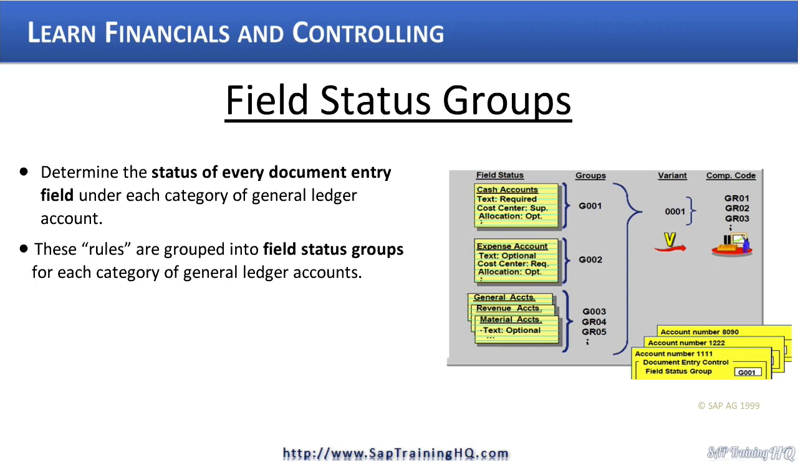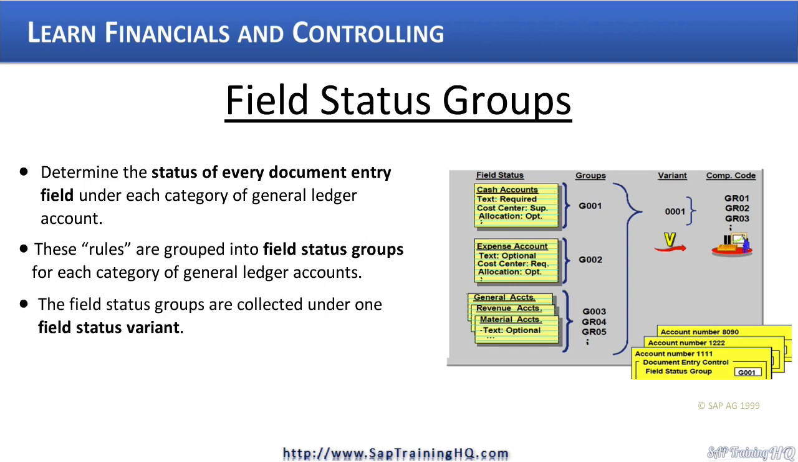Field status groups are assigned to the respective general ledger master records. The field status groups are collected under one field status variant. The field status variant is then assigned to the company codes. No posting can be made until all this is complete.